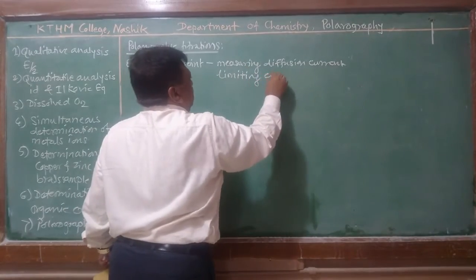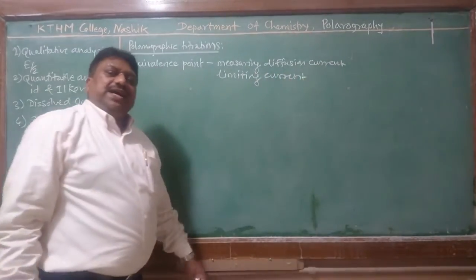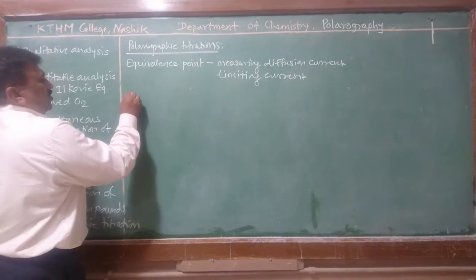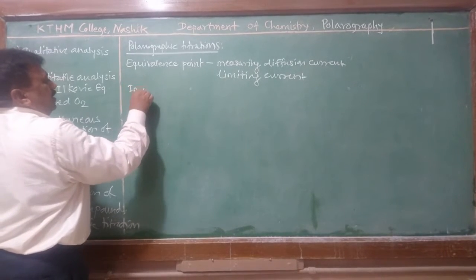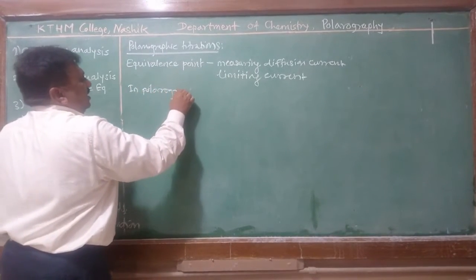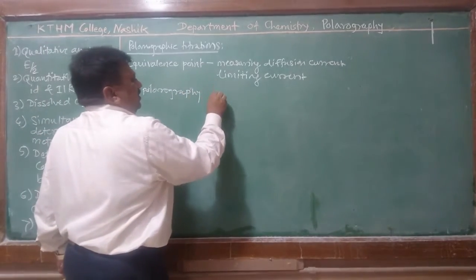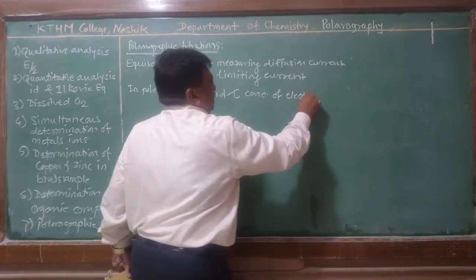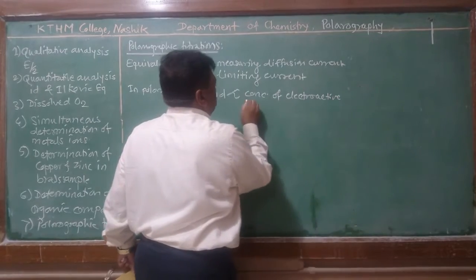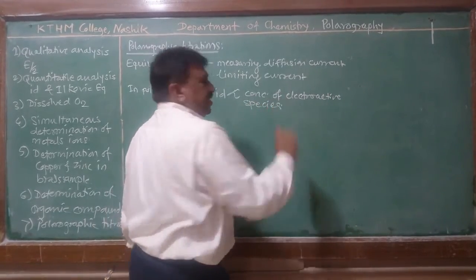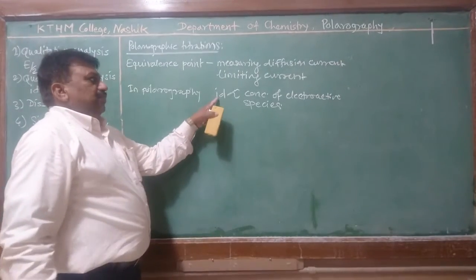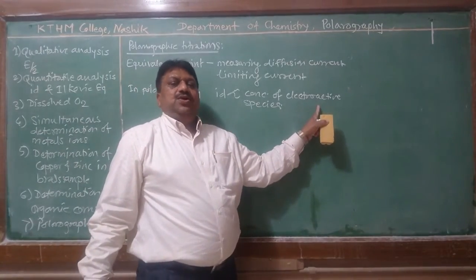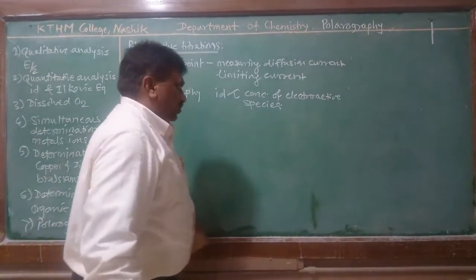Generally, a limiting current is measured as a function of ml of titrant added in polarographic analysis. Students, we know that in polarography, diffusion current or limiting current is directly proportional to the concentration of electroactive species. That means the species which undergo reduction at the dropping mercury electrode.